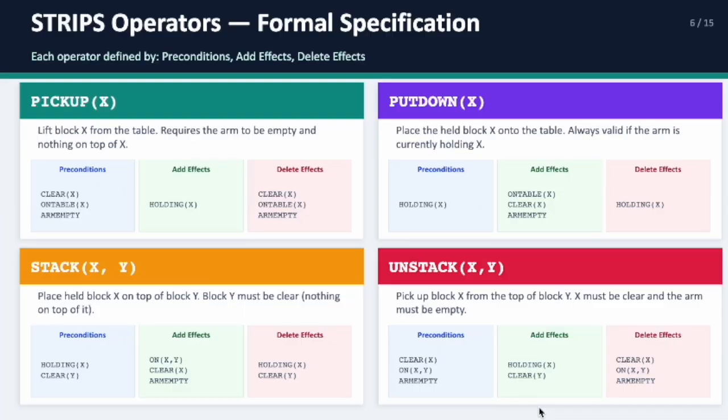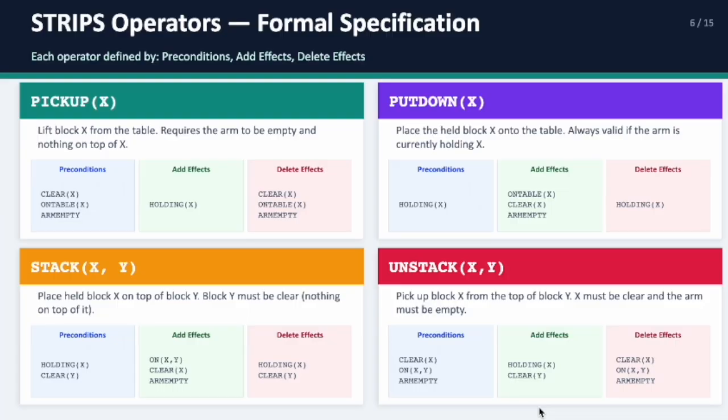Now, the first one, pickup X. To pick up block X from the table, three things must be true. X must be clear, X must be on the table, and the arm must be empty. After execution, holding X is added, and clear X, on table X, and arm empty are deleted. Now putdown X, the reverse. You only need to be holding X. Afterwards, the block is back on the table, it's clear, and the arm is empty again.